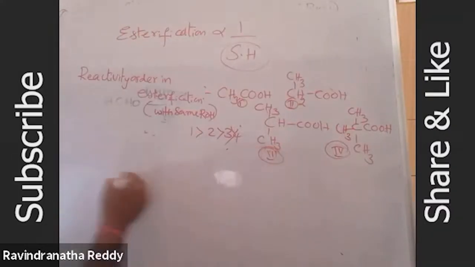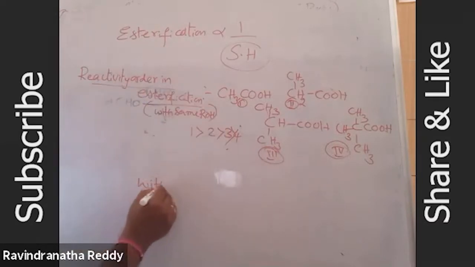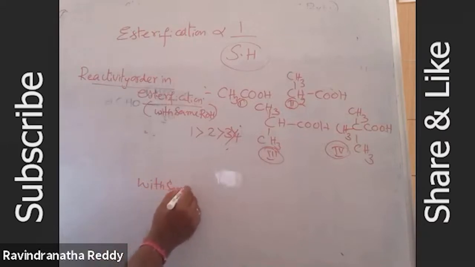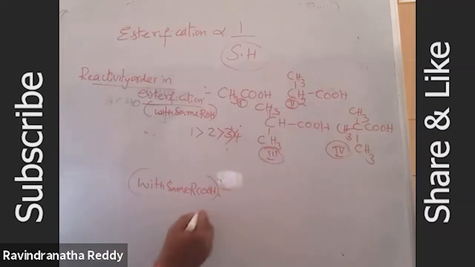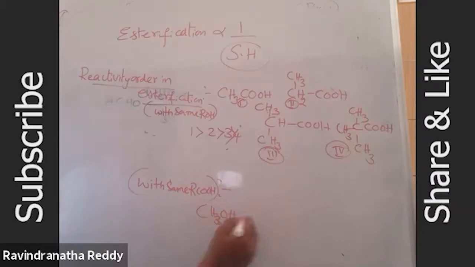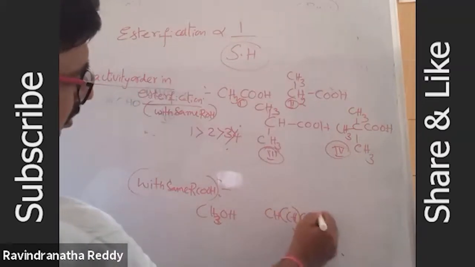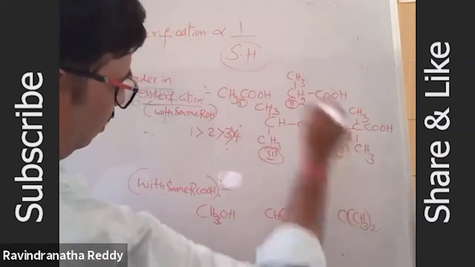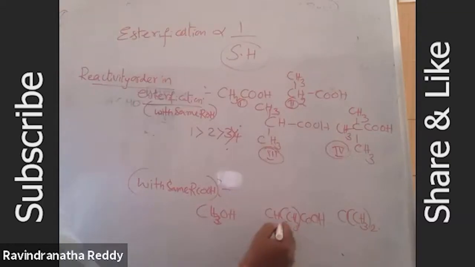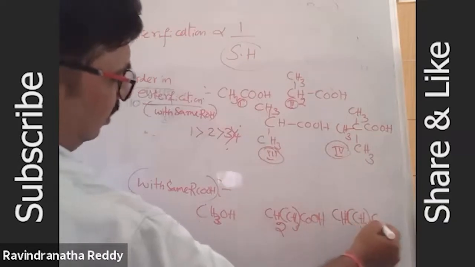Suppose we use different alcohols to compare esterification reactivity order with the same carboxylic acid RCOOH. The alcohols are: CH3OH, this is one alcohol. Next, CH3CH2OH. Next, CH3 taken twice with CHOH. Next, CH3 taken twice with C, and so on.